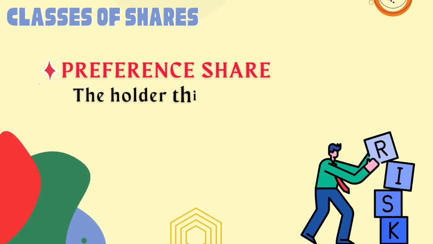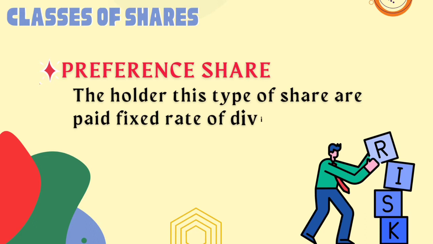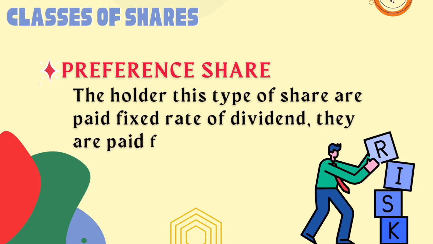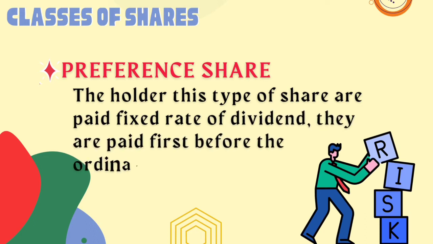All right. So what are preference shares? In preference shares, the holders are paid fixed rates. Listen, I said fixed rates of dividends. Their benefit is fixed. So even though the company makes profit or makes losses, their benefit is fixed. They are paid first before the ordinary shareholders. The preference shares are of two types. They have the cumulative and the participating preference shares.